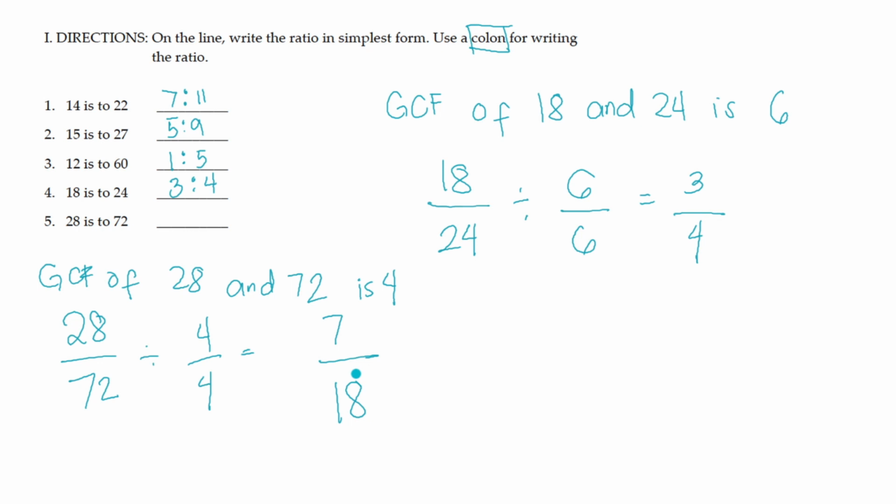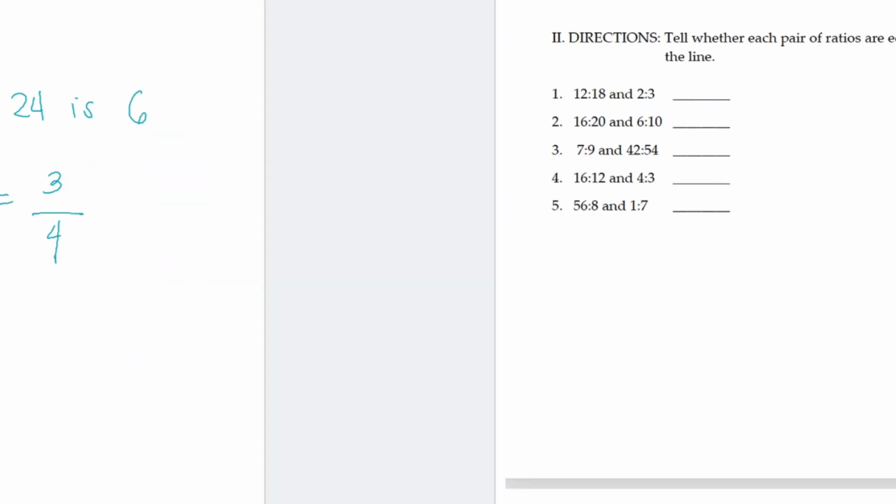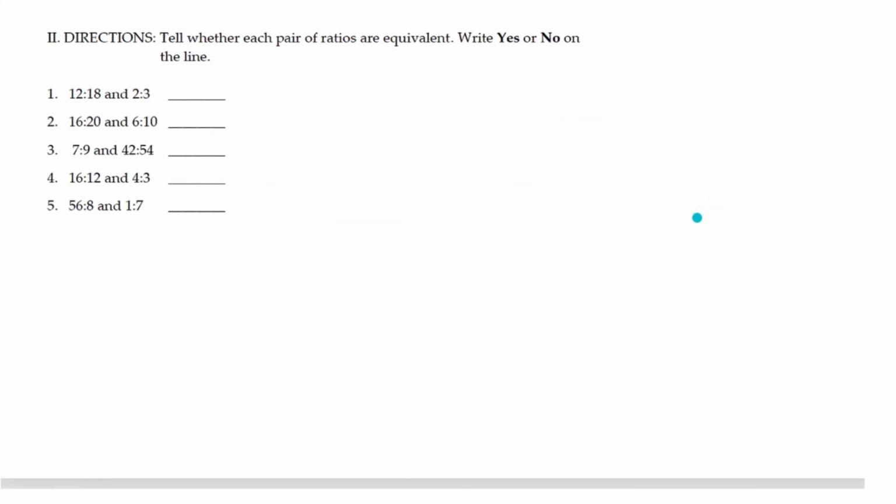Very good. So, kung wala na, ito na yung final answer natin. So, we have 7 is to 18. Okay, may mga tanong ba? Okay, kung wala na pong mga katanungan, we're going to move on to the second part. So, dito naman, we're going to identify if the given ratios are equivalent.